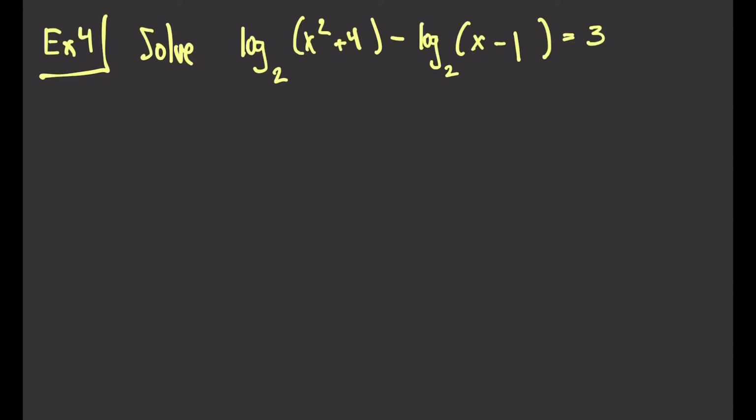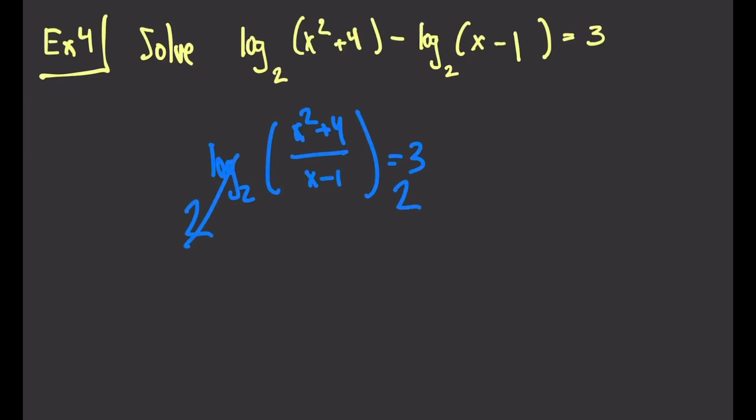Okay, moving on. One more, actually two more, one with an e, but this one right here, again, let me combine these two. That's subtraction though, so now that's going to become division in the equation. So I've got log base 2 of x squared plus 4 over x minus 1 equals 3. The base of this log is 2. I'm going to exponentiate both sides. That cancels. Now we have x squared plus 4 over x minus 1 equals 2 cubed, which is 8.